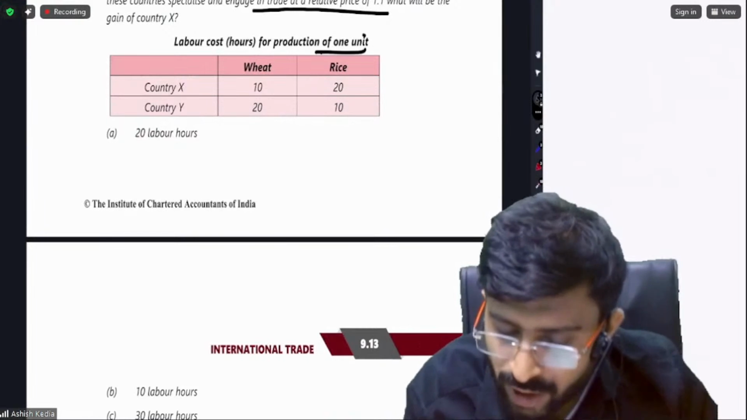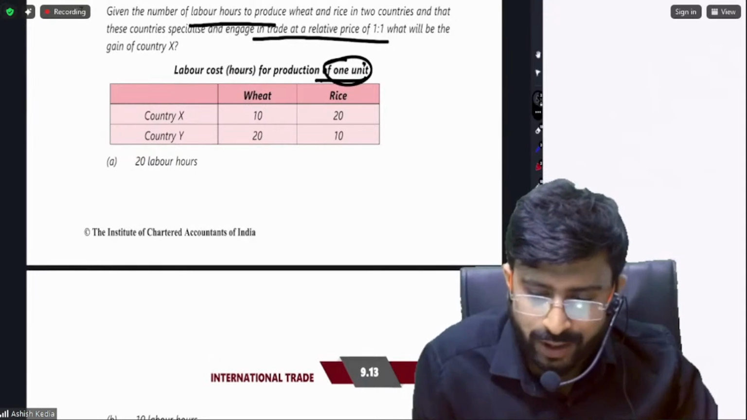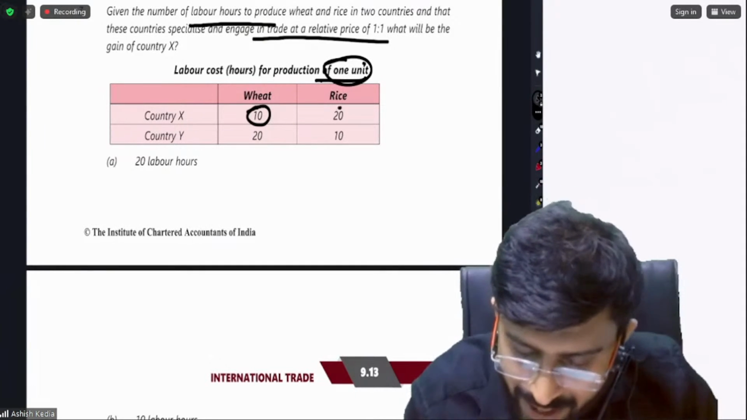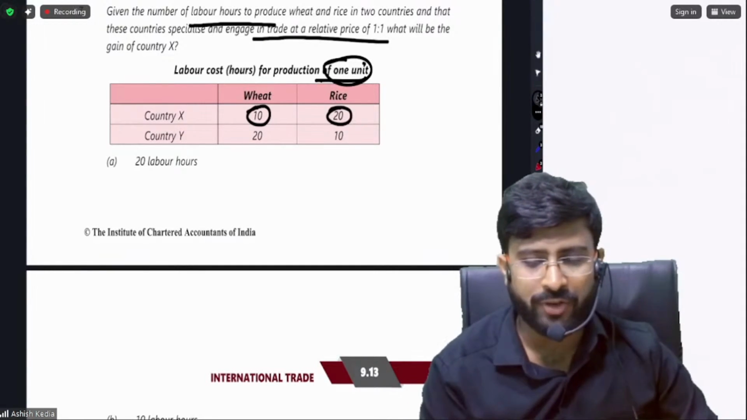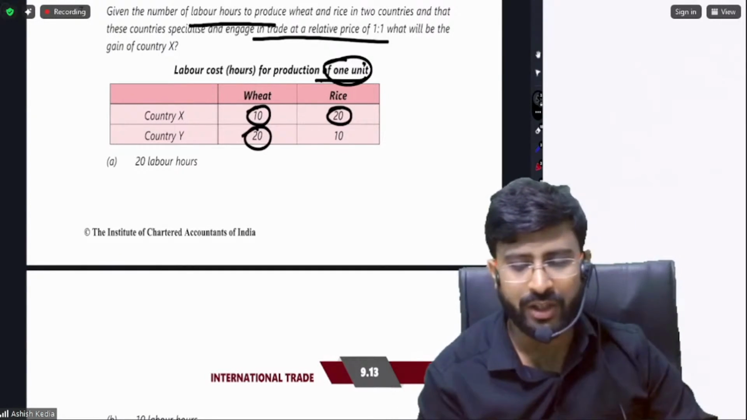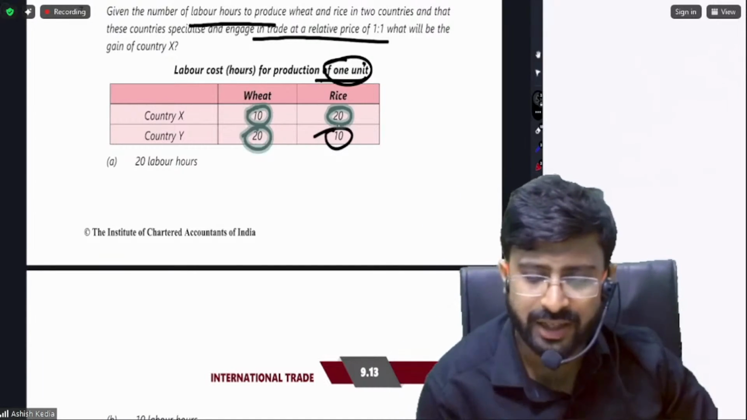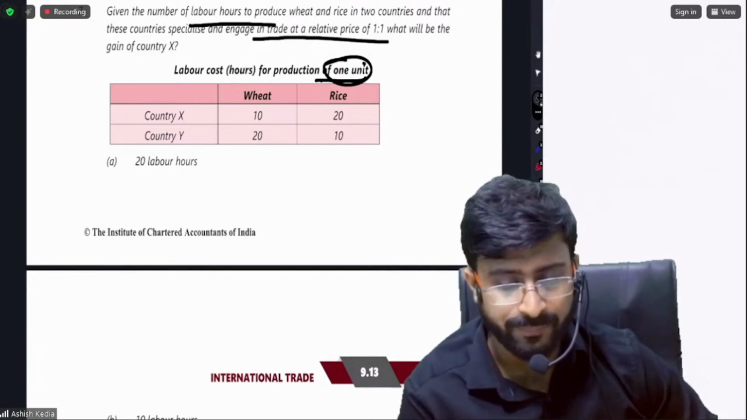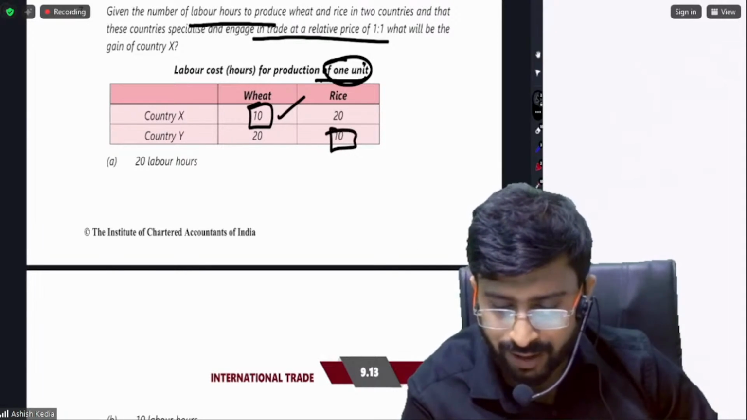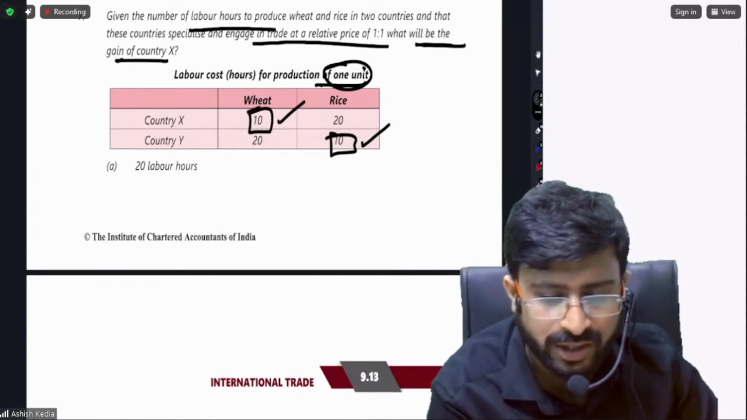See, labor hours for production of 1 unit. They are talking about the gain of country X. Country X can produce 1 unit of wheat in 10 hours, while it can produce 1 unit of rice in 20 hours. Country Y, on the contrary, takes 20 hours for 1 unit of wheat and 10 hours for rice. So there is again an absolute advantage that we can see. Country X has absolute advantage in wheat. Country Y has absolute advantage in rice. We have to tell the gain of country X.